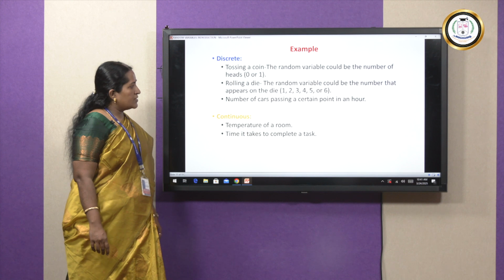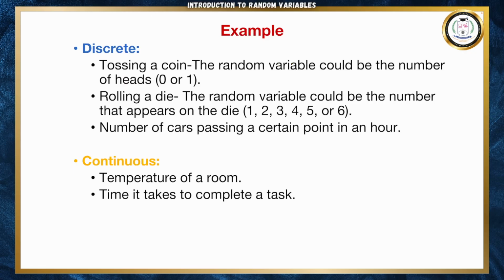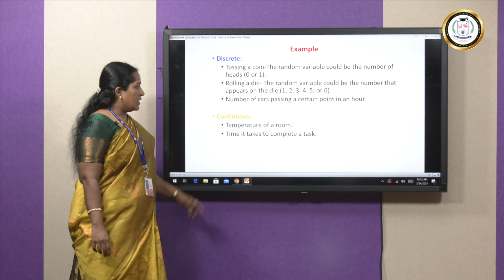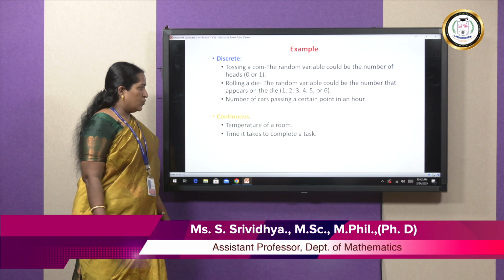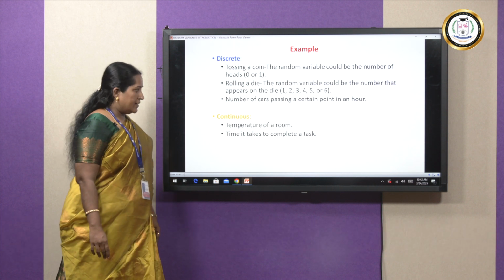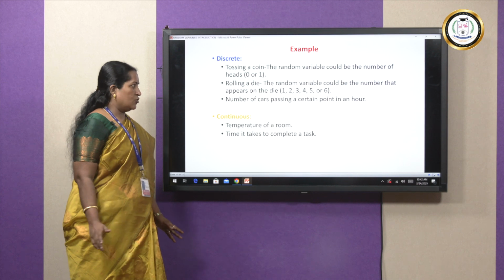The number of cars passing a certain point in an hour is also discrete. Next is the continuous case, where we cannot find the probability directly, that is, it can take any value in an interval. For example, the temperature of a room could be continuous, it could change. The time it takes to complete a task also depends on a particular value, so it is continuous.